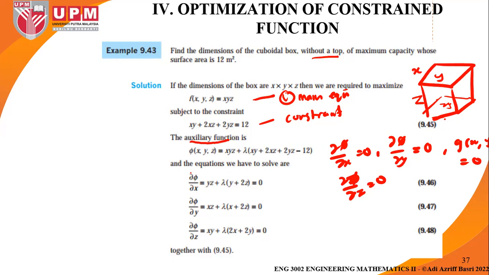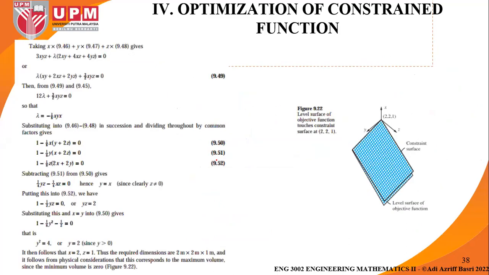For the first equation, del psi over del x, we differentiate in terms of x. You have yz plus lambda times the derivative of the constraint: the first becomes y, the second remains z, and for the rest there is none. So you have the first equation. Then del psi over del y, you differentiate in y and get the second equation. Del psi over del z gives the third equation. So you have 3 equations here, and together with the constraint you have 4 equations and 4 unknowns. Then you solve those equations to get the results.